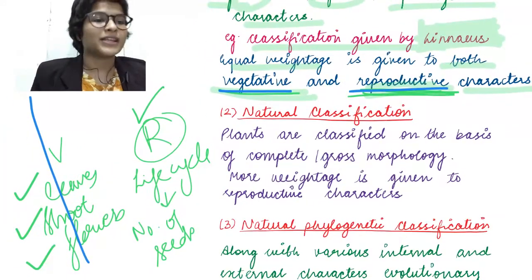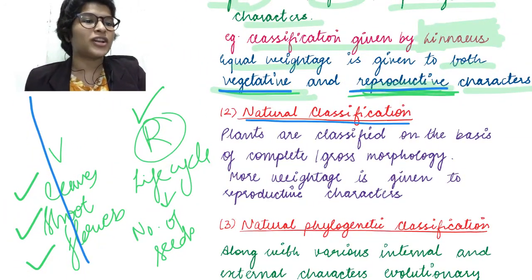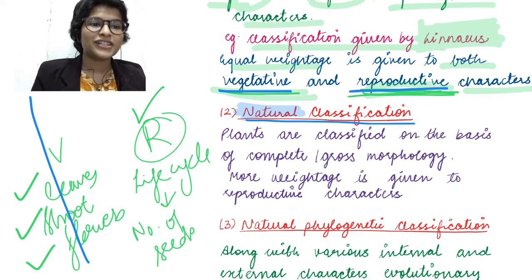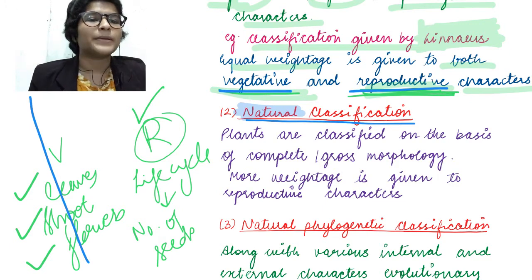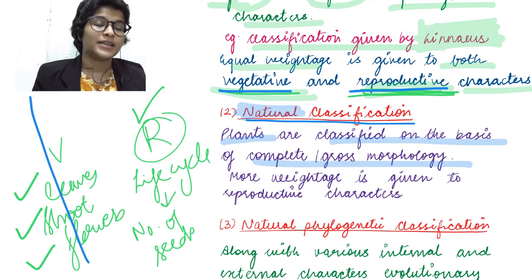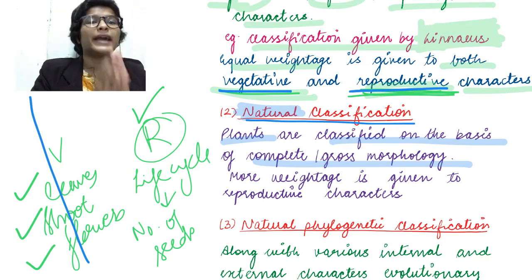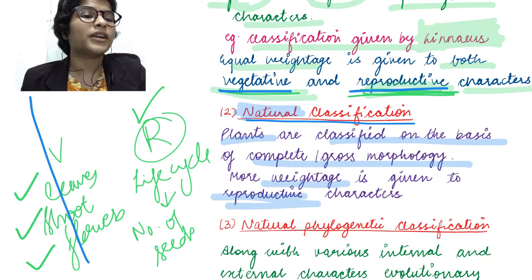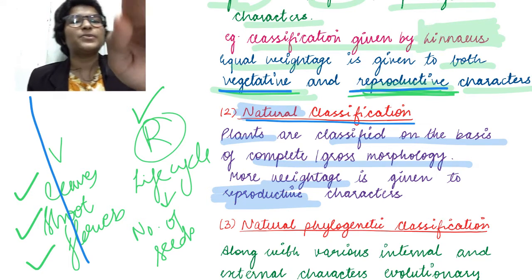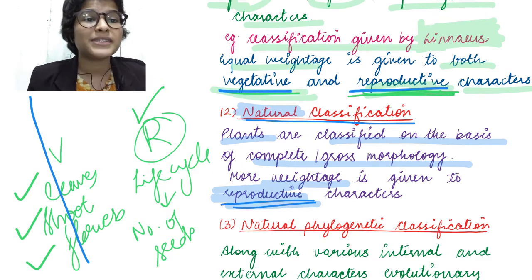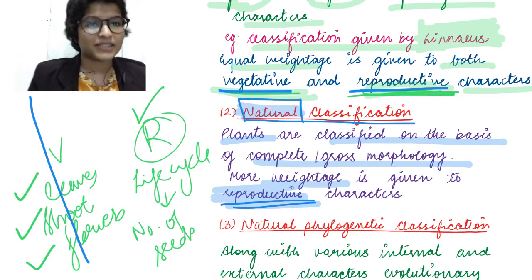The next type of classification system we had was the natural classification system. Now, like the name suggests, natural is better than artificial. So this system was a little better. Plants were classified on the basis of complete gross morphology. That is, they considered all the characteristics of the plant, not just one or a few characters. Also, more weightage was given to reproductive characters. That is why this system is better than the artificial system. Which system is this? This is the natural classification system.